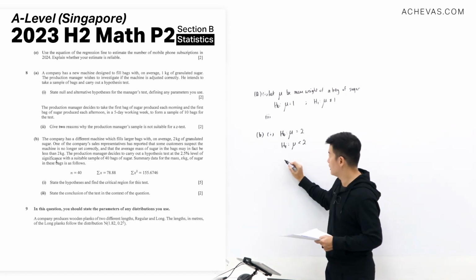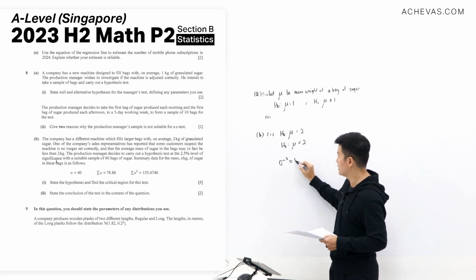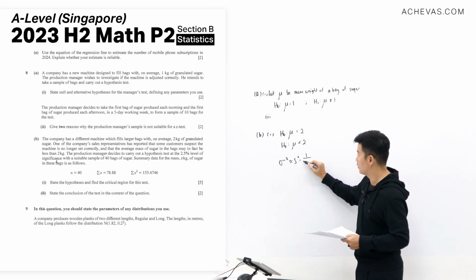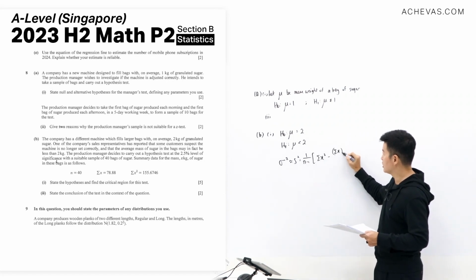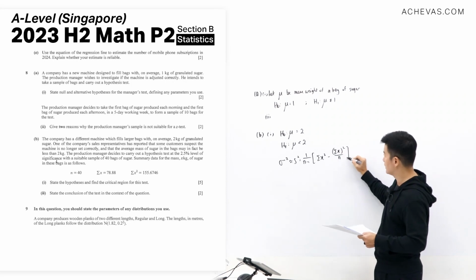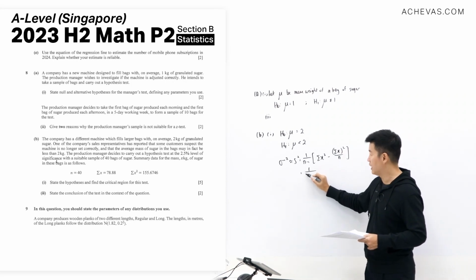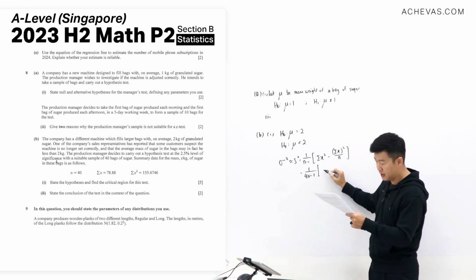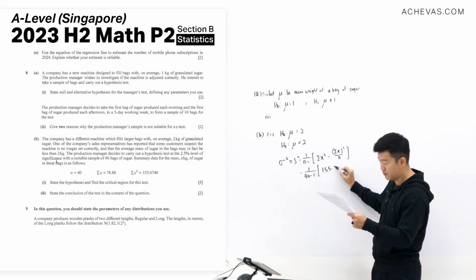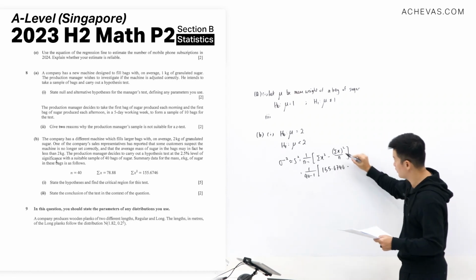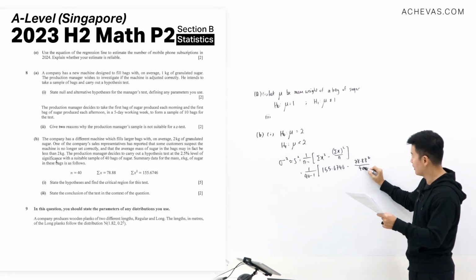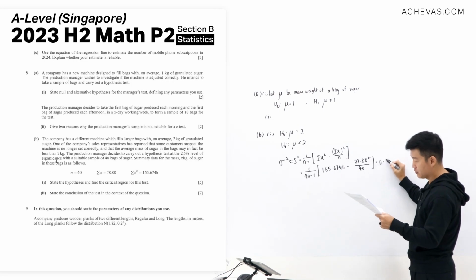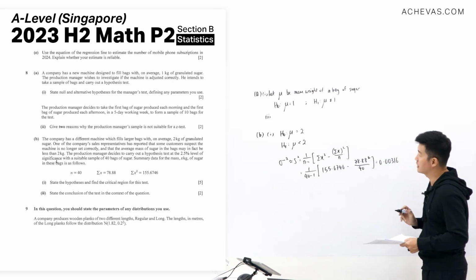So let's calculate an unbiased estimate of the population variance first. This is going to be 1 over n minus 1, times the summation of x squared minus the summation of x, this whole thing squared, divided by n. This will be 1 over 40 minus 1, times 155.6746, which is given by the question, minus 78.88 squared, divided by 40. So this is equal to 0.00316.